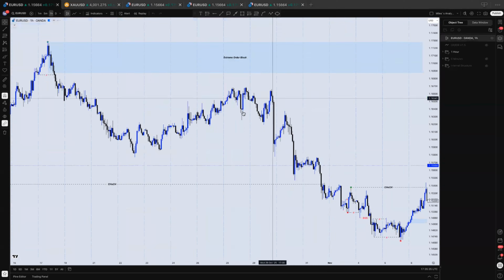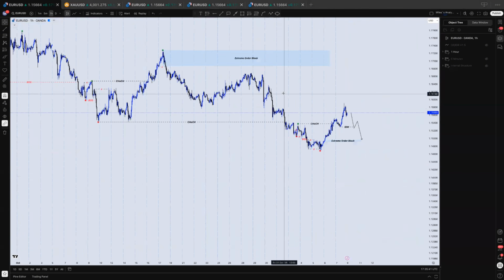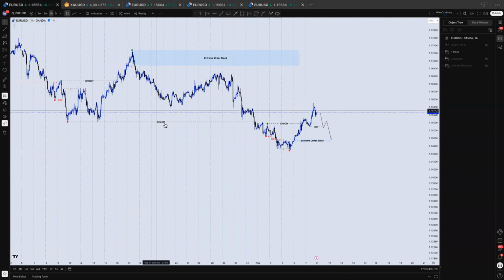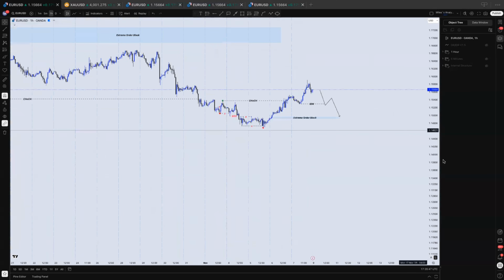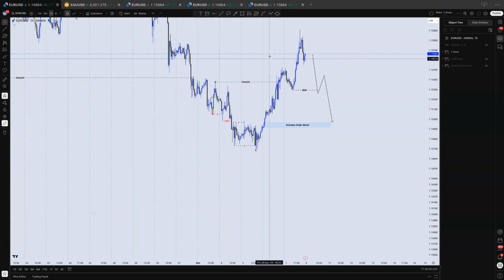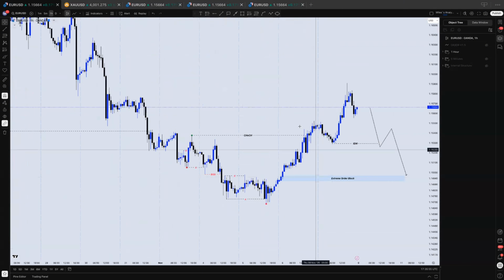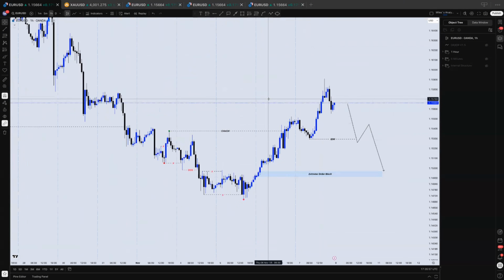So on EURUSD last week, we had a change of character. Okay, this was the first change of character. Then price made another change of character towards the end of the week on Thursday. It completed the change of character. Then after that, it indicated that price is about to go bullish, and this is the last adjustment created.